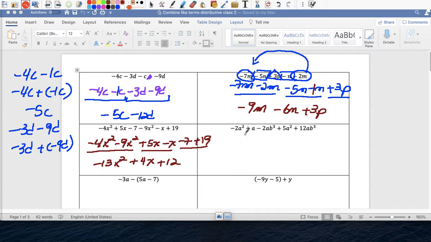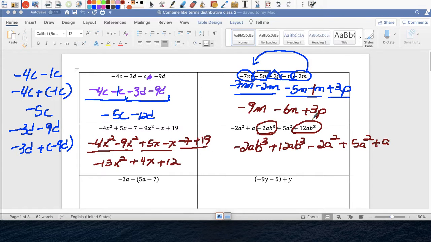Okay, so here, as far as order goes, okay, we usually do it in terms of exponents. Okay, so in this case, I'm going to put this guy first. Right, so we want to write it up. I like to write it in order. 2ab cubed, right, minus 2a plus 12ab cubed, which is this guy. So let me circle it. And then I'm going to put the minus 2a squared, right? And then plus 5a squared. And the last one I write is plus a because that has the smallest exponent.